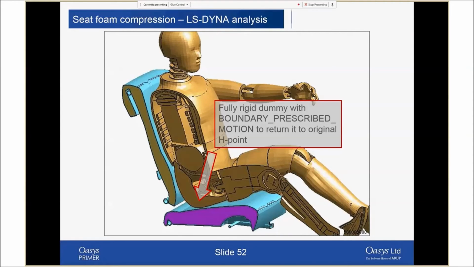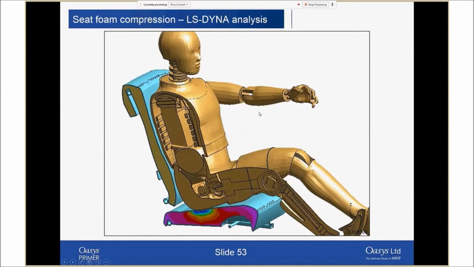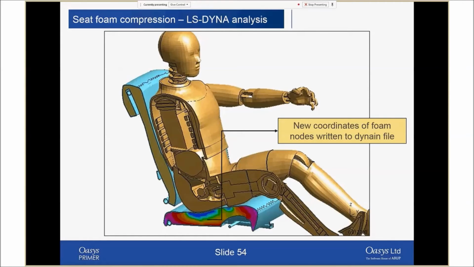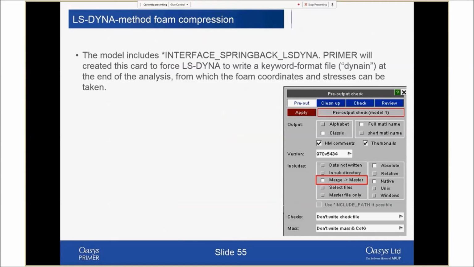So this is just some pictures from an LS-DYNA analysis. The dummy's moved out, it's rigidified, you've got a boundary prescribed motion, and it's moved back down into its original position. And then you get the Dyna in file that you can import back in. So I mentioned that Primer will create this interface springback card to create this Dyna in file.